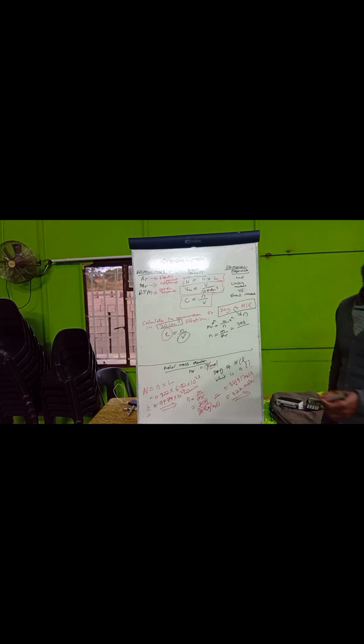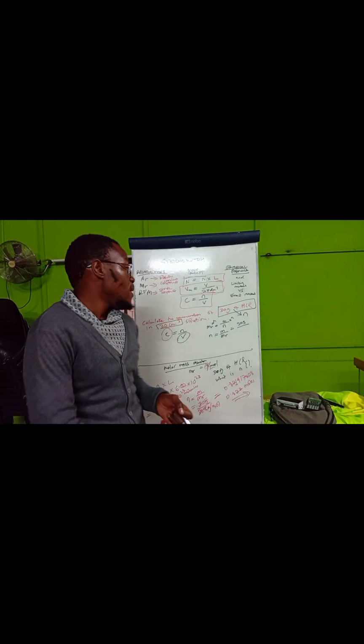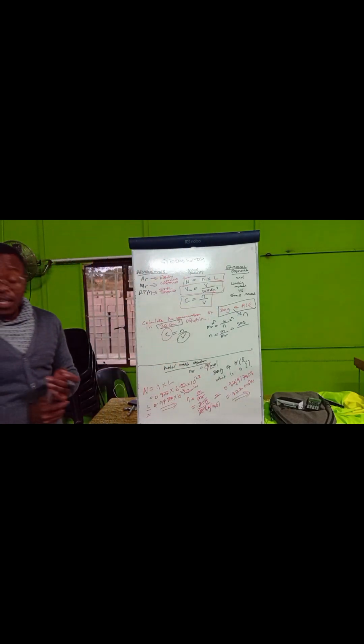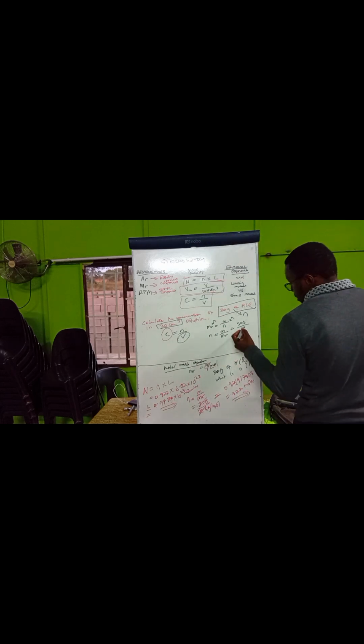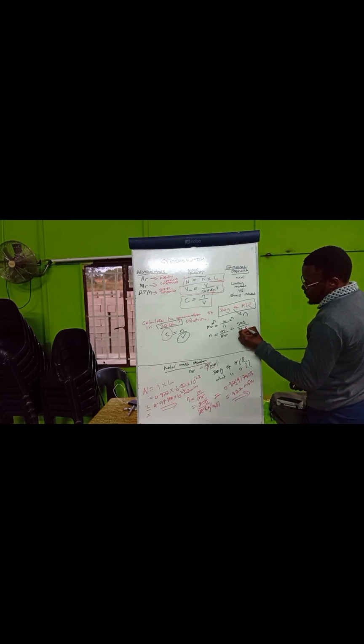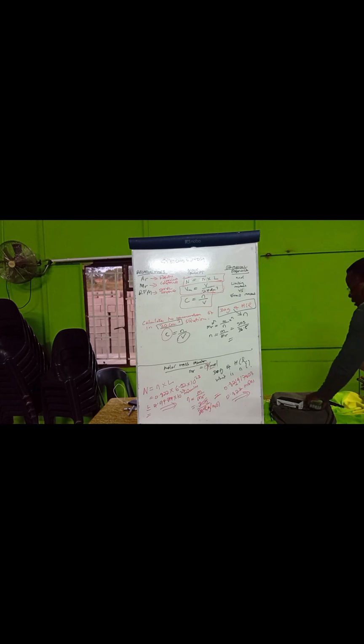The Mr is 36.5. Remember, the Ar of a chlorine atom is 35.5 and the Ar of a hydrogen atom is 1. So we have 36.5. Now divide that up, and again you get the answer that we got.